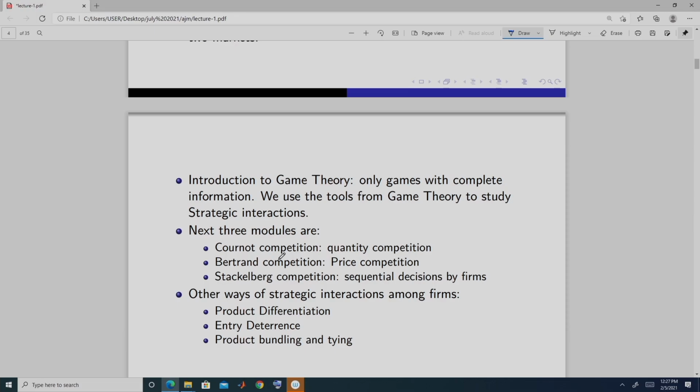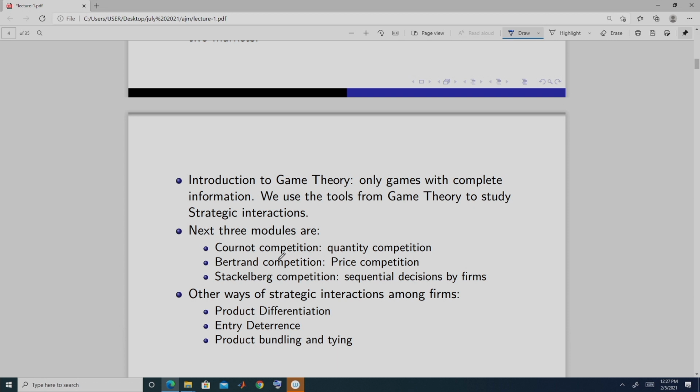Next, we will study some other forms of strategic interaction among the firms. So first is product differentiation. What do we mean by product differentiation? Product differentiation means that the firms try to differentiate their product. They do not try to produce a homogeneous product. So if there are two firms, firm 1 and firm 2, they will produce goods such that firm 1's output is not a complete substitute of firm 2's. So you can think in terms of different attributes that these goods have. They will be differentiated in that sense.